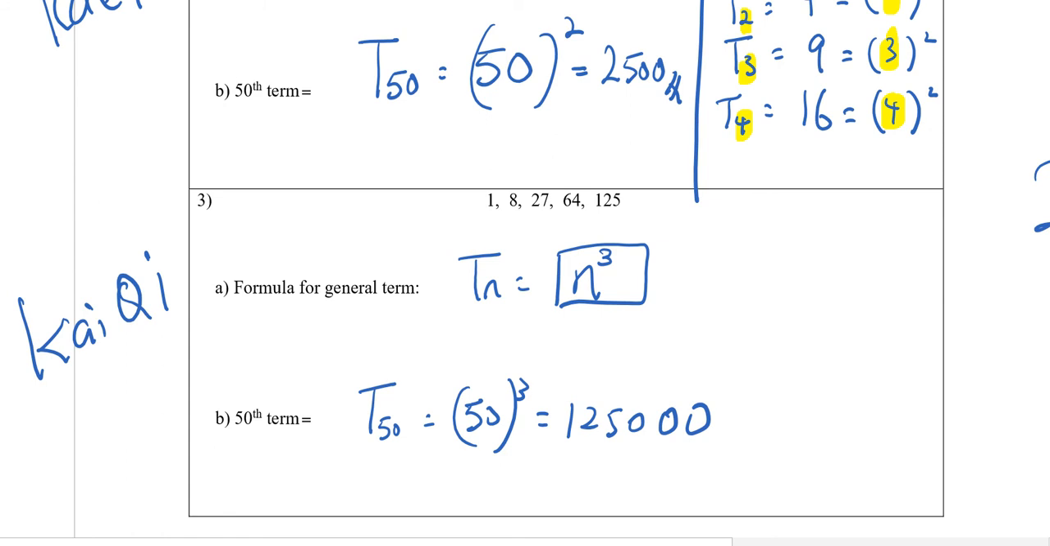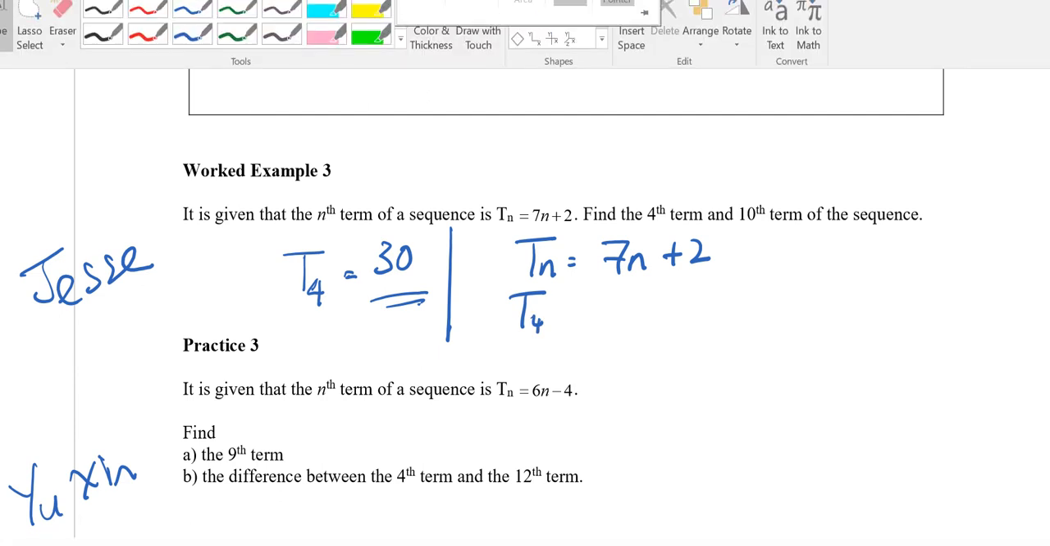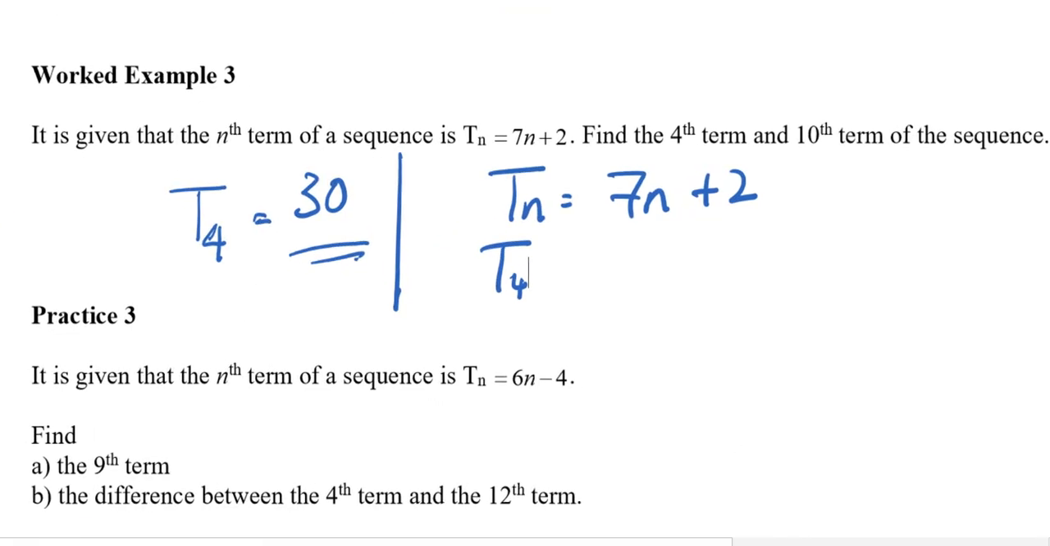Anyone got question? No question. Anyone got question? How many of you have not done this yet? Can I go on to example 3? Okay, Jesse. Right. Okay, how many of you is confused about this?